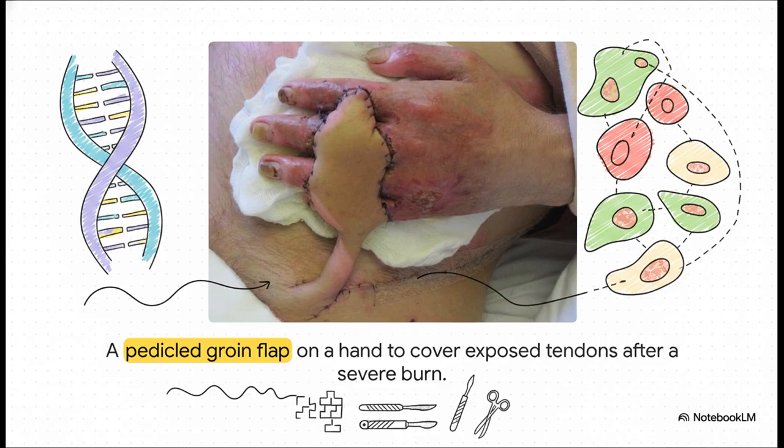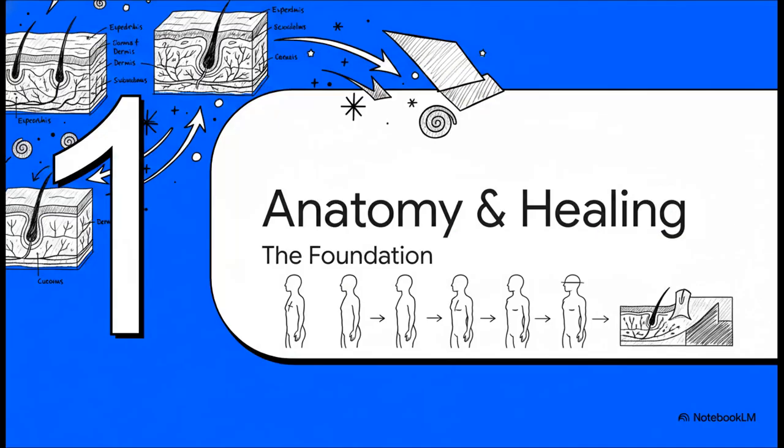What you're looking at is a hand with exposed tendons after a nasty burn. That hand is being kept alive by a pedicled flap that's still attached to the patient's groin. So the big question is, how do surgeons even begin to think about a reconstruction like this? Well, the answer starts with understanding the very fabric of the body itself. And that fabric, of course, is the skin.